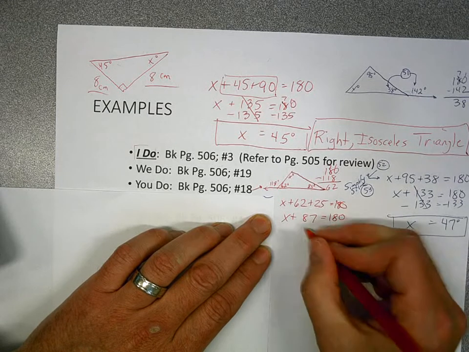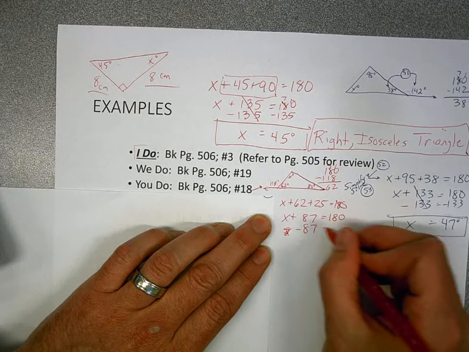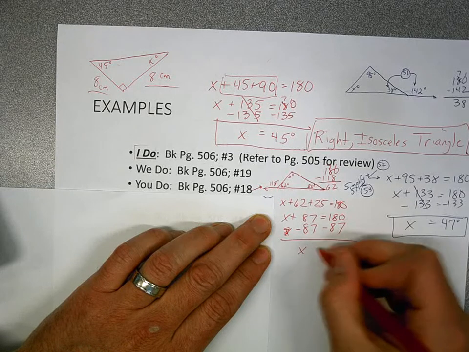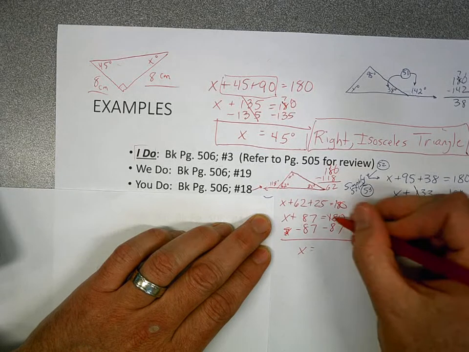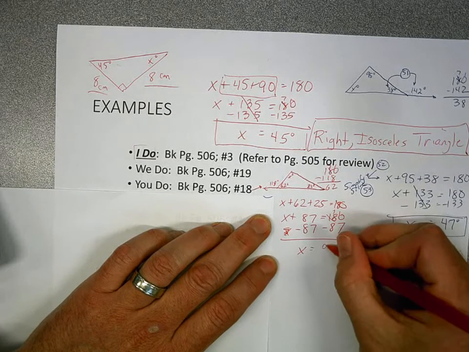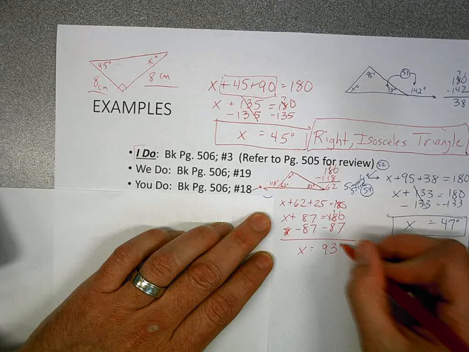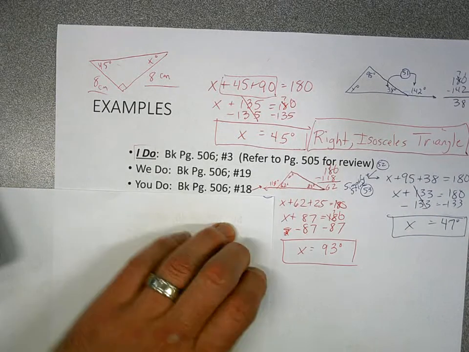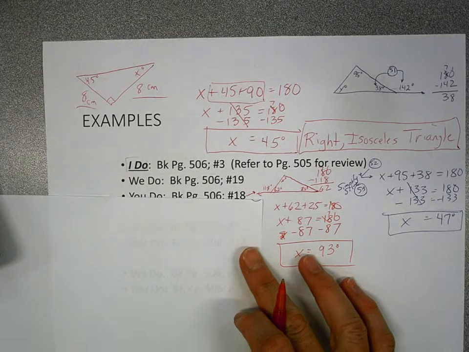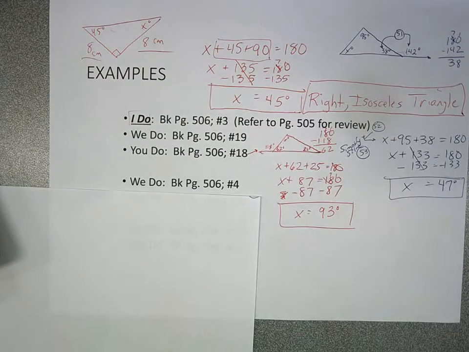And then if I subtract 87 from both sides of the equation, we end up with x equals 93, or in this case, x is the angle, so 93 degrees. All right, questions on that problem? All right, let's go ahead. Let's check out problem number 4.